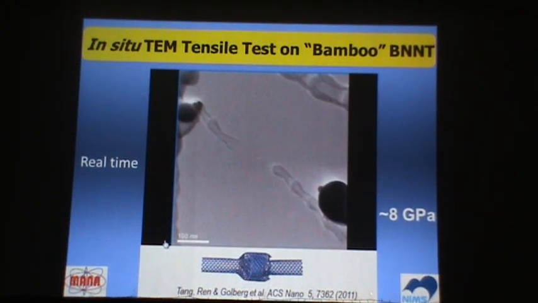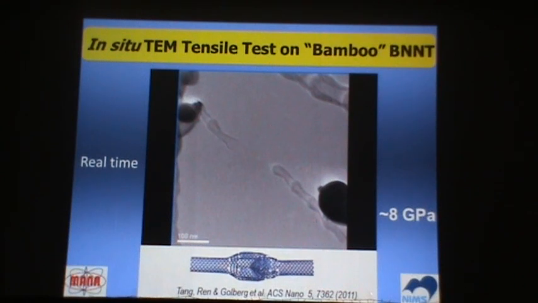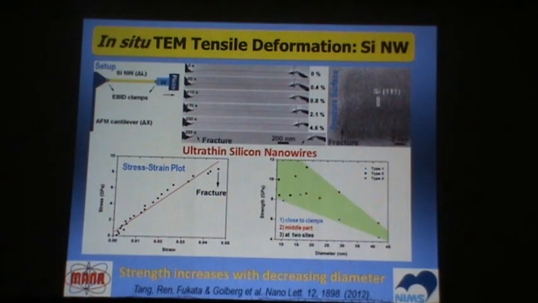So the joint is broken, and with the help of some molecular dynamic simulations, we modeled that in fact this process is going in this fashion, and we got the tensile strength of these bamboo-like materials of 8 gigapascal.